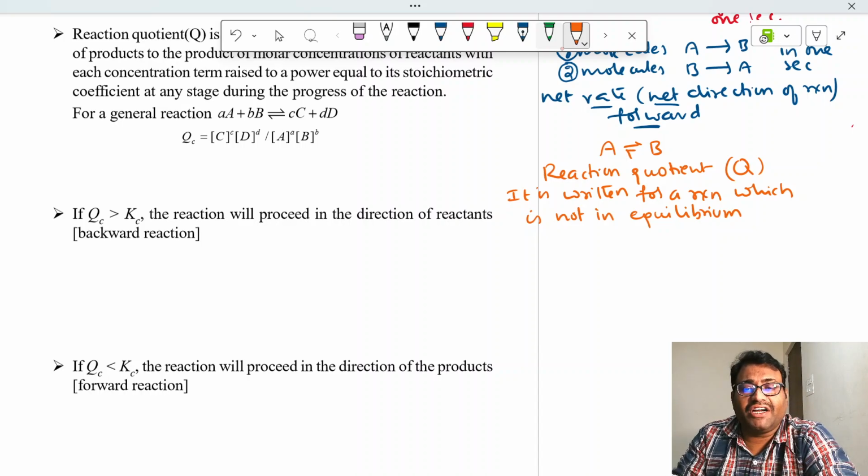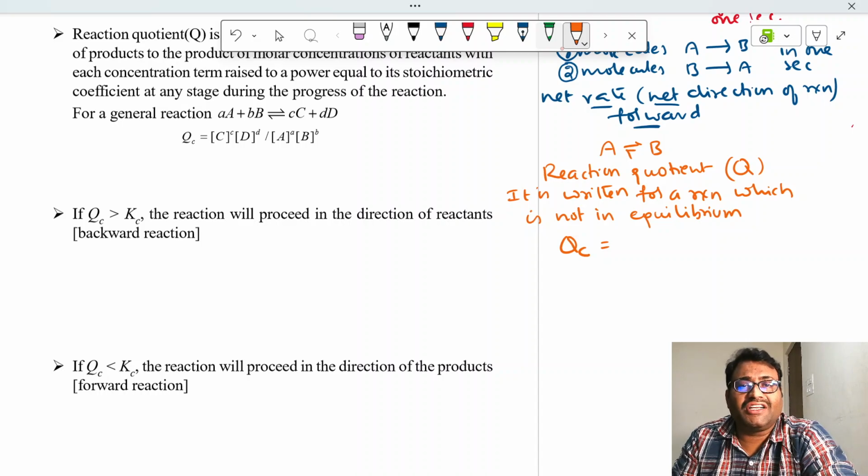So for the given reaction, what can I write? Q. If I say C, that represents the concentrations of reactants and products. When we represent the concentration of reactants and products, then we write it as Qc. So concentration of B by concentration of A. This is how we represent Q. Q is the reaction quotient, written for a reversible reaction which is not in equilibrium. Understood?